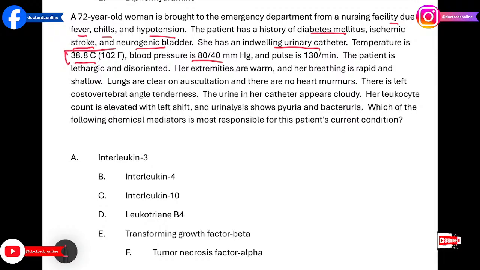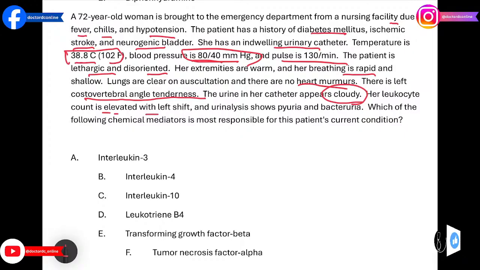She has a fever, and hypotension. The pulse is 130. The patient is lethargic and disoriented. Her extremities are warm and her breathing is rapid. Lungs are clear on auscultation. There are no heart murmurs. There is left costovertebral angle tenderness and the urine in her catheter appears cloudy. Infection. Her leukocyte count is elevated with a left shift and urinalysis shows pyuria and bacteria. Which of the following chemical mediators is most responsible for this patient's condition?